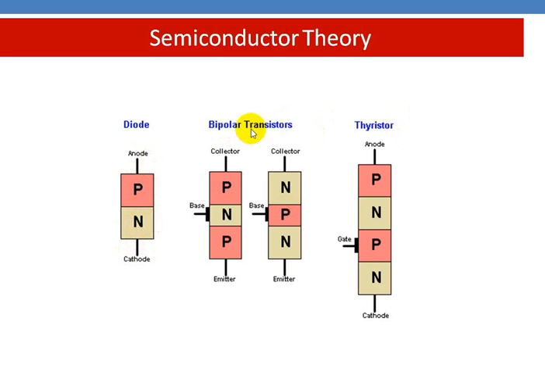Then to form a BJT, bipolar junction transistor, we have to use 3 layers. If you use 2 N and 1 P layer, we get NPN transistors, and with 2 P and 1 N layer, we get PNP transistors.